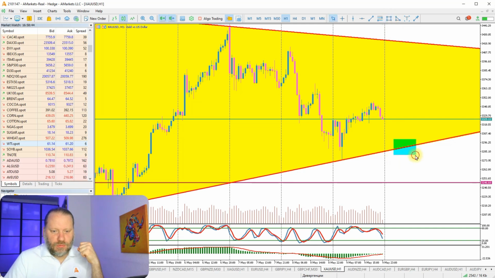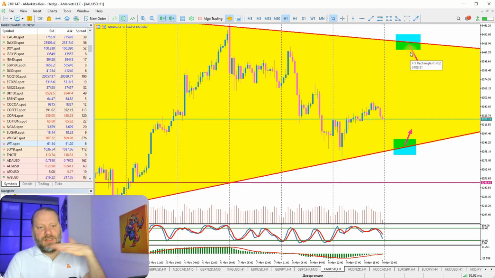Let's look at H1. If the price goes down, here we can buy from the support level from the lower line of this triangle. Well, if the price goes up, you can sell from it and make money on the decline when the price reaches the reversal point near the resistance line. Based on my analytics and the example on the chart, you can analyze other currency pairs yourself, find reversal points, and make profitable trades.